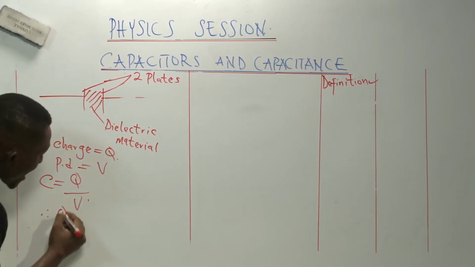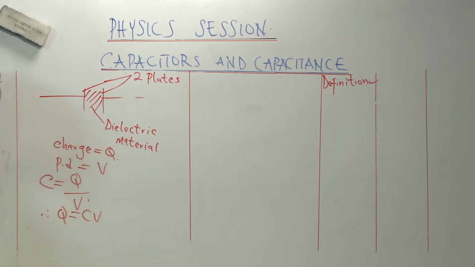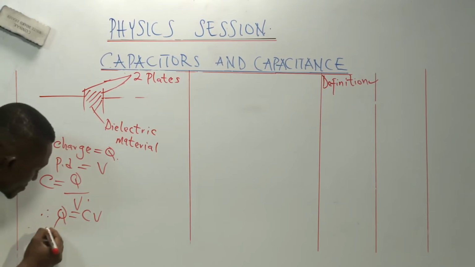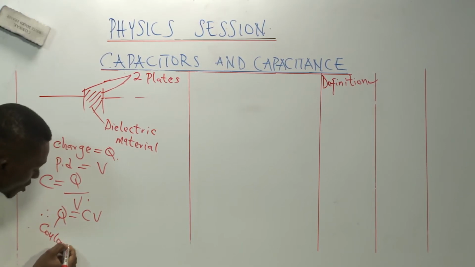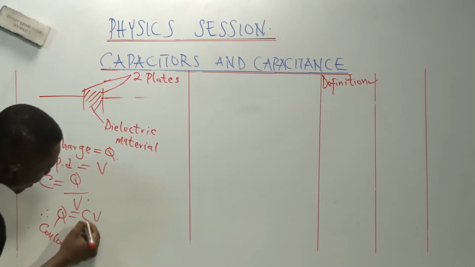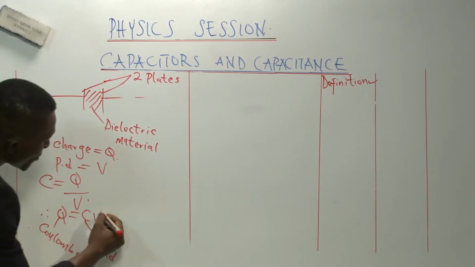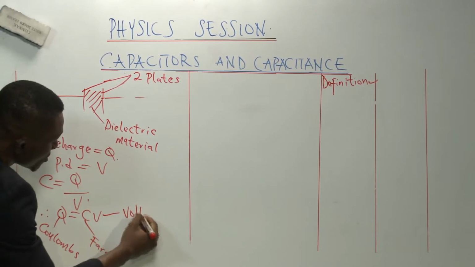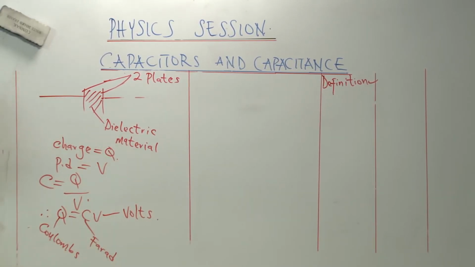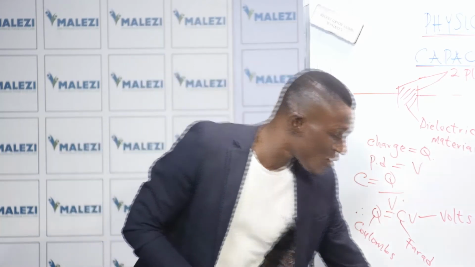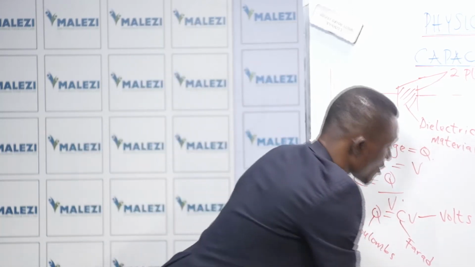And from here we have that Q is equal to what? CV. Our Q is measured in coulombs. Our capacitance is measured in farads. Don't forget that. And then the potential difference is measured in what? In volts. But most times we don't give the unit for capacitance in farad. We give them subunits for the capacitance of a capacitor.